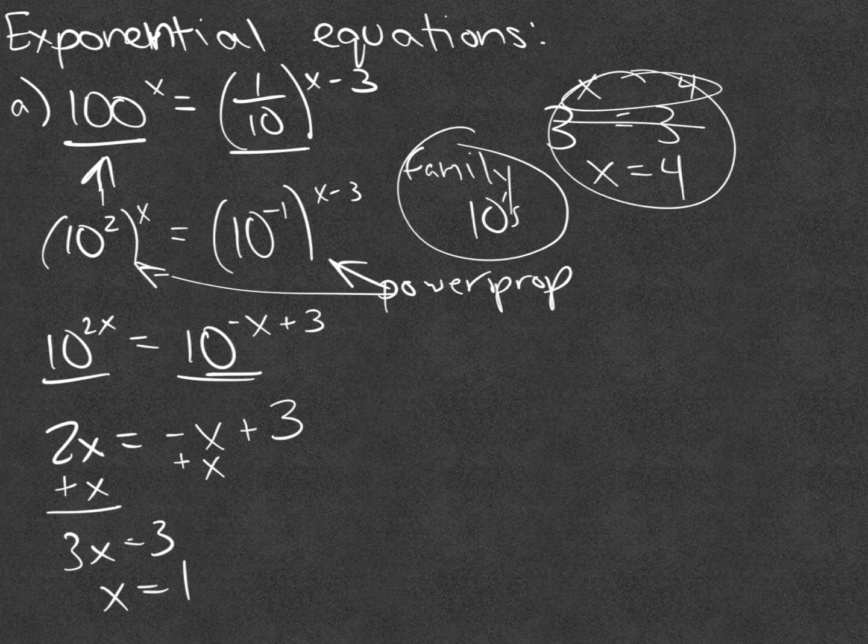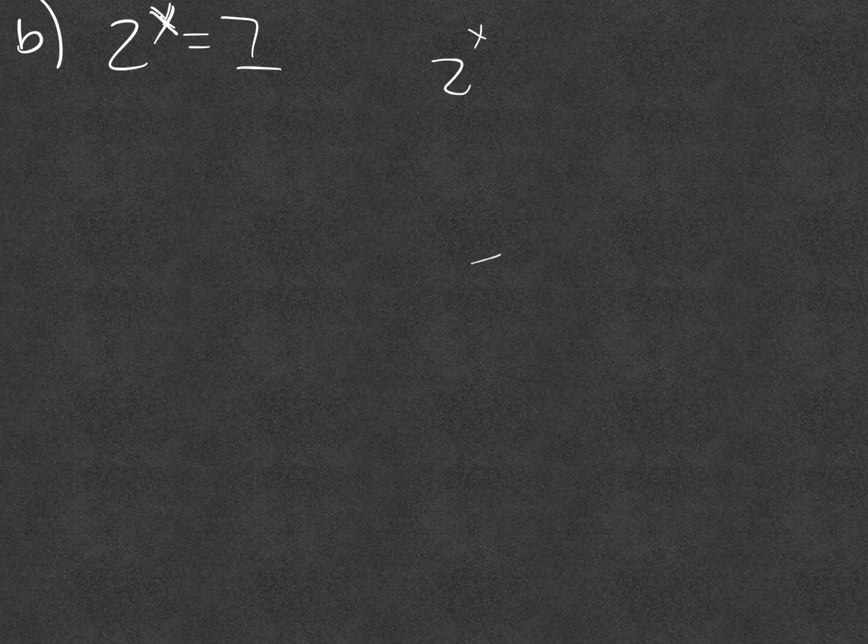All right, that is A. A is a little on the easier side than B. So let's take a look at B. B is 2 to the x equals 7. So we just talked about the equality property. This one doesn't have that, because we can't take 7 and change it to a perfect power of something, right? No, we can't do that.